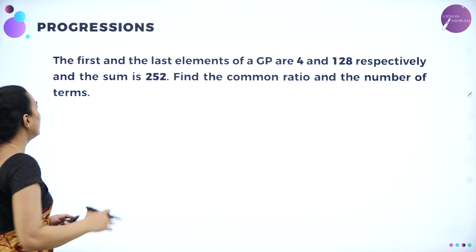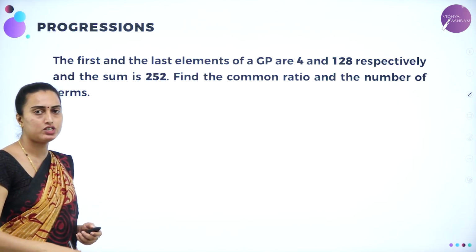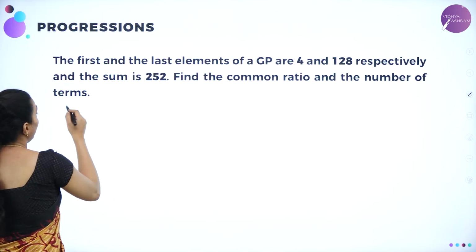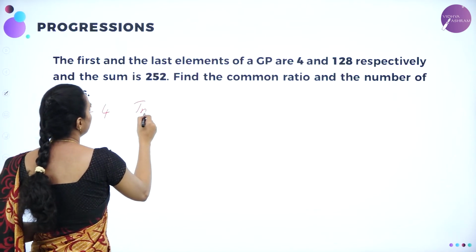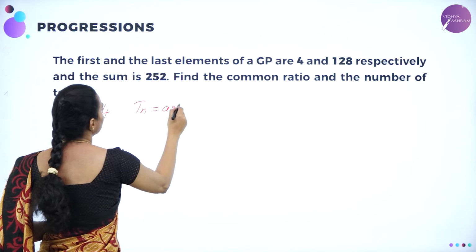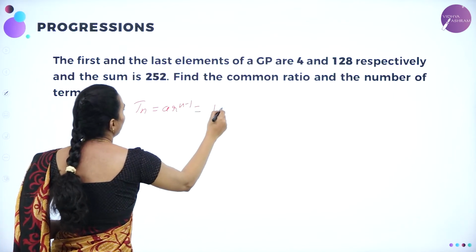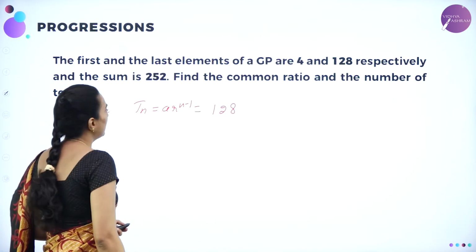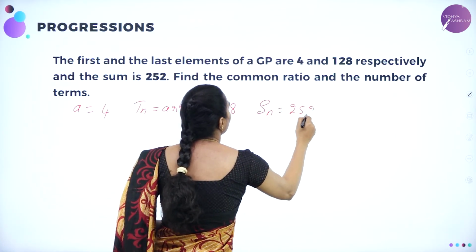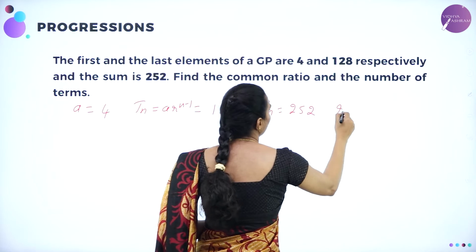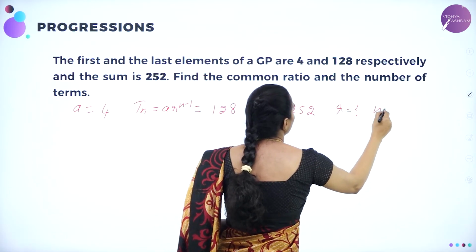Okay dear students, what they have asked here, the first and the last element of a GP. So that is a, they have given 4, and Tn, that is ar to the power of n minus 1, they have given it as 128. And the sum Sn is given as 252. You need to find out the common ratio, what is r, and what is n.